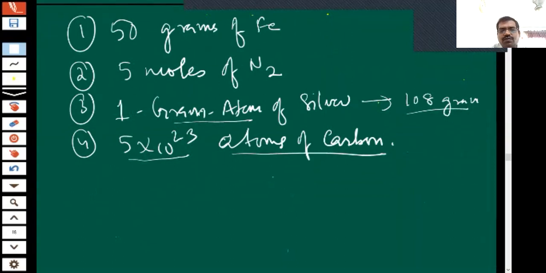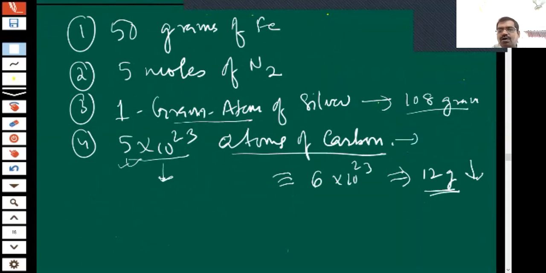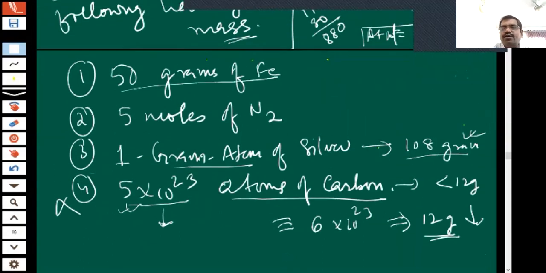And 5 into 10 to the power 23 atoms of carbon. We know, if it is 6 into 10 to the power 23 atoms of carbon, its value will be 12 gram. So it is only 5, it means less than 12 gram. So already we are having the higher one, so we should not focus on this. 50 gram of iron, and this is 108, so we will cancel this also. So now the fight is between option 3 and option 2.